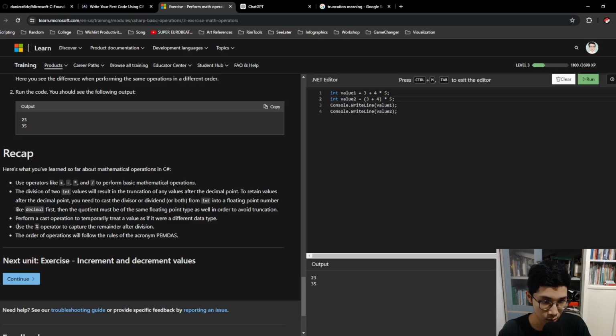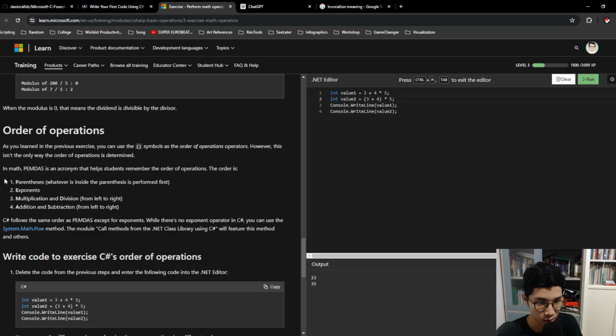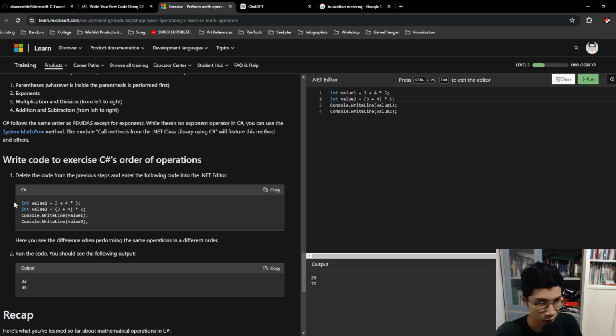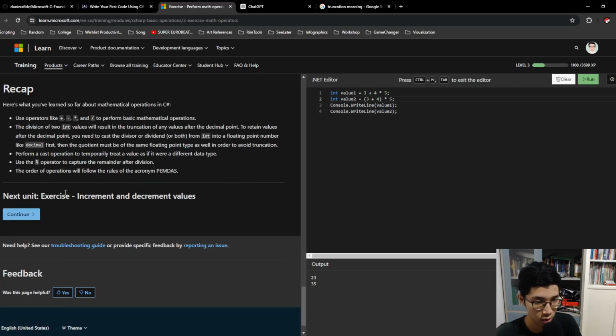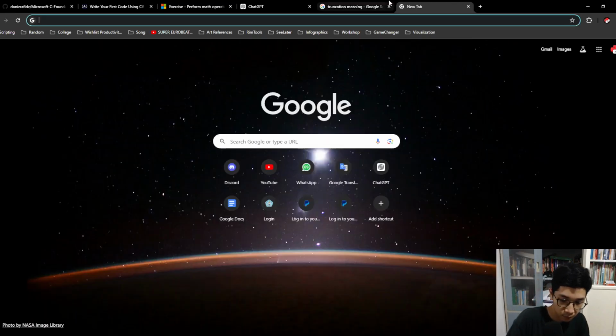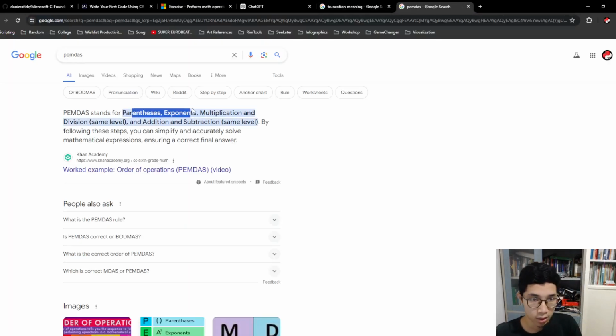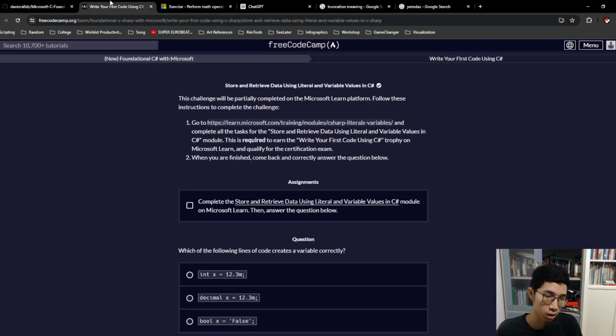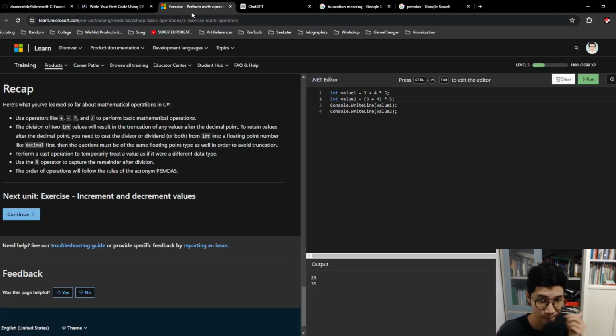The fourth point is use the modulus operator to capture the remainder after the division. The order of operations will follow the rules of the acronym PEMDAS, like we saw before. Parenthesis, exponent, multiplication and division at the same level, and addition and subtraction at the same level. Okay, easily understandable.